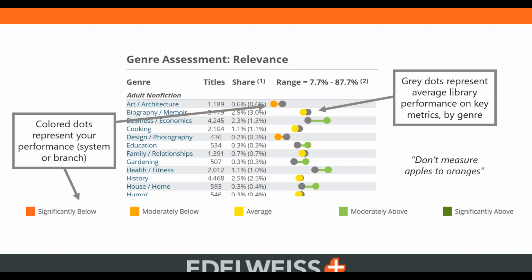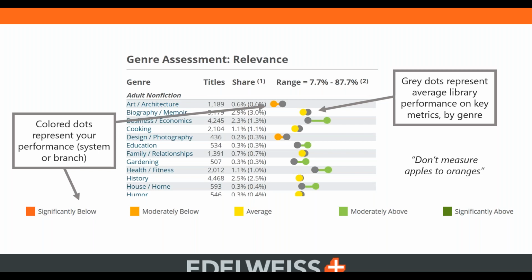In the case, you can see the little key here where it's red or orange. If we're to the left of the average, it means that our performance is either moderately below or significantly below the average. And if it's above, it's moderately above or significantly above.